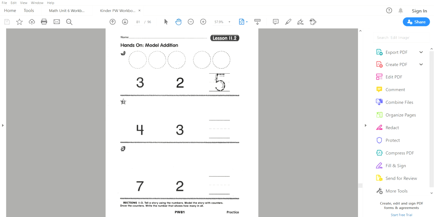So that's my math story for number 1. 3 and 2, if I count them all together, I see 1, 2, 3, 4, 5. 5 scoops of ice cream in all. Go ahead and do the same for 2 and 3 with your own math stories, and I'll see you tomorrow for our next lesson.